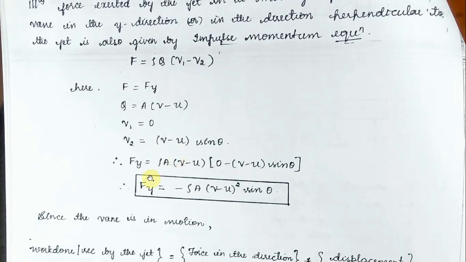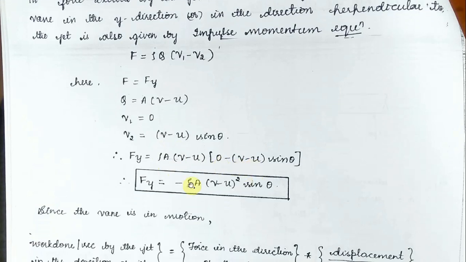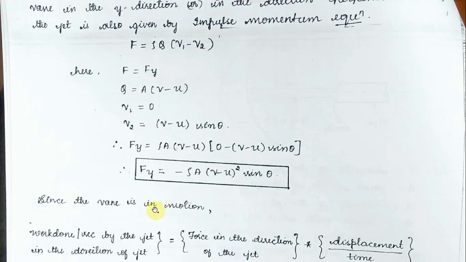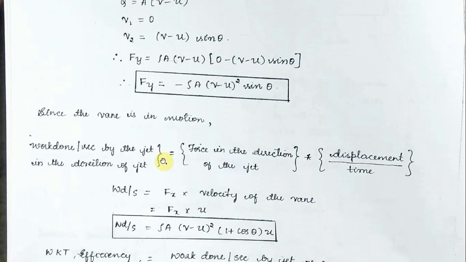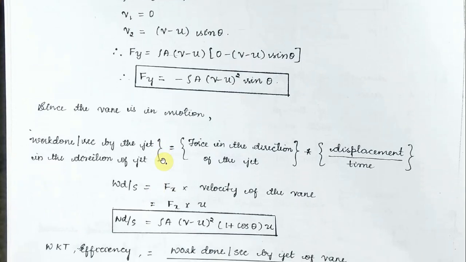Therefore F_y = rho A (V minus U) [0 minus (V minus U) sin theta]. Therefore F_y = minus rho A (V minus U) whole squared sin theta. The negative sign means it is opposite to the flow. Since the vane is in motion, because when the force of the water hits that curved vane, it will be moving.